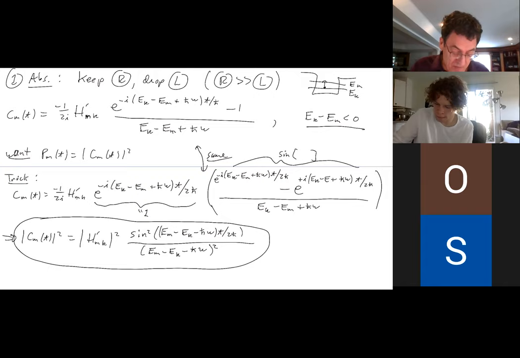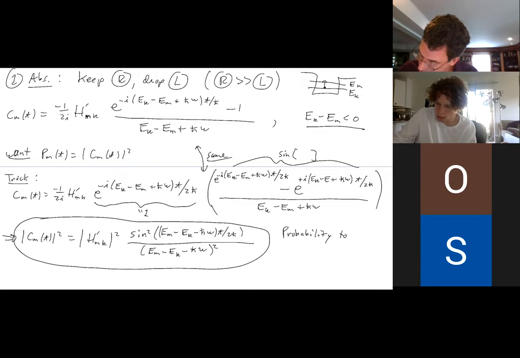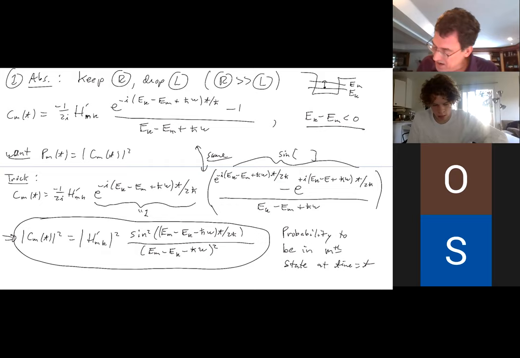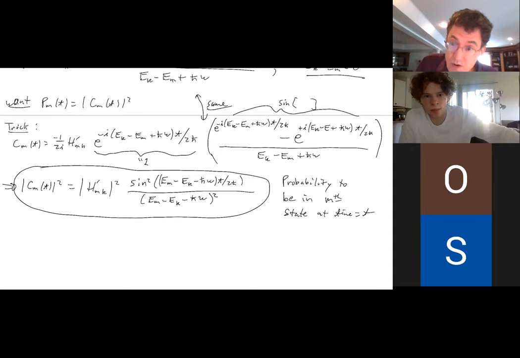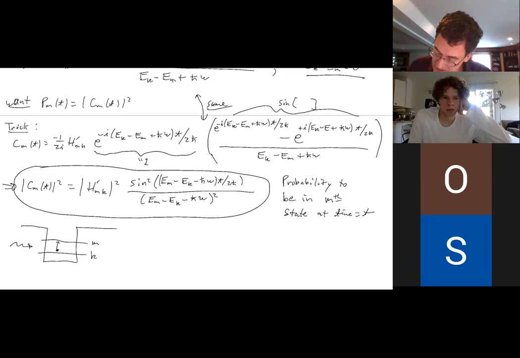And so this is our answer. And so this is basically the probability to find ourselves in state M at time t. And so this is really important because this is the situation we have. We have these states, we're sitting in the kth state, and we have the nth state, and we've just found the probability for this process to happen. And so this is basically the probability to absorb a photon.